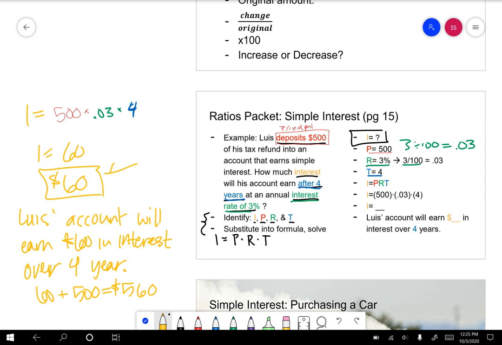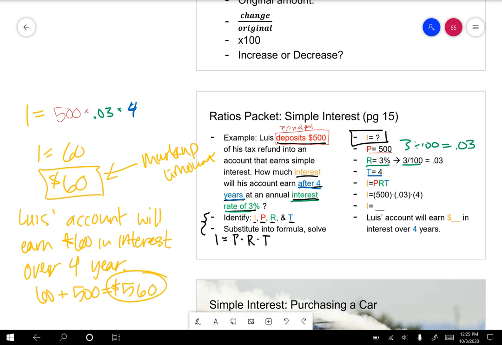So this is kind of like the markup amount, and that would be like the markup price, the total amount we have after we've added that additional amount.